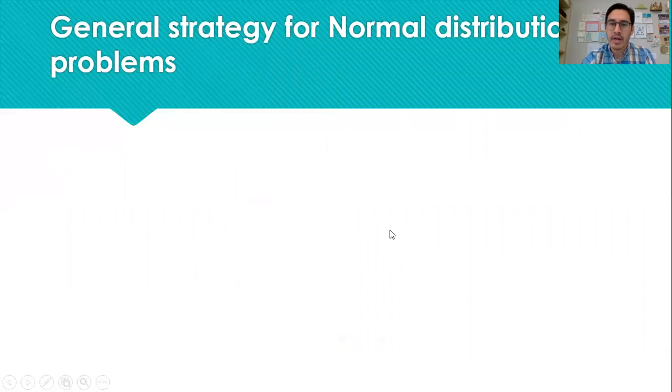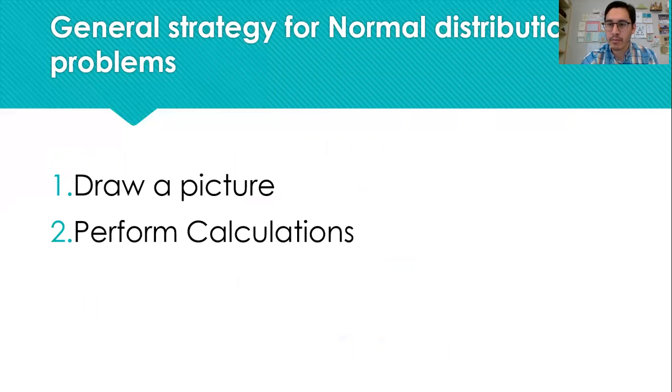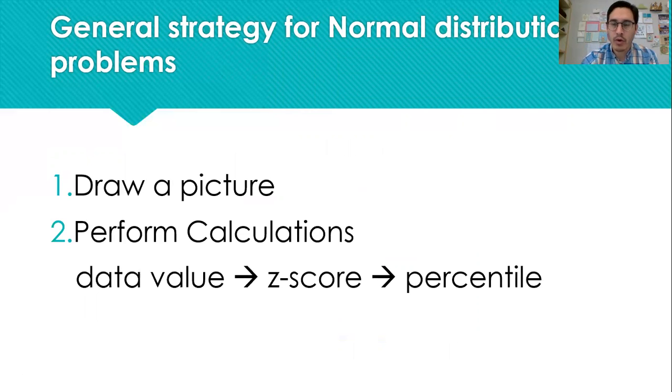Here's a general strategy for solving normal distribution problems. Number one, you should always draw a picture. Always sketch the normal curve, scale the number line, and shade the region of interest. Then we need to perform some calculations. Since we're not going to be using the empirical rule, we need to convert the original data value into a z-score, and then take that z-score and convert it to a percentile. I'm going to end the video here, and then I'll do a couple examples in future videos.